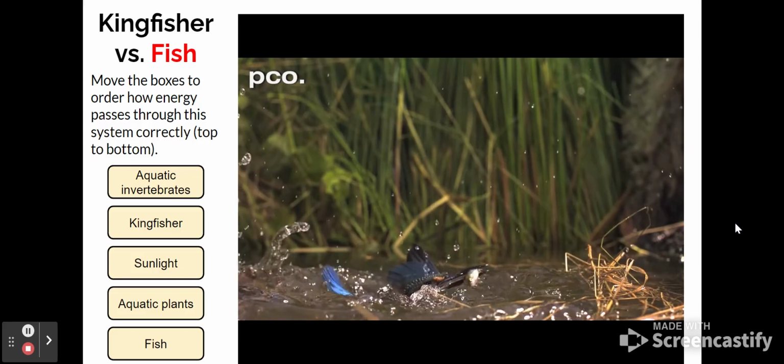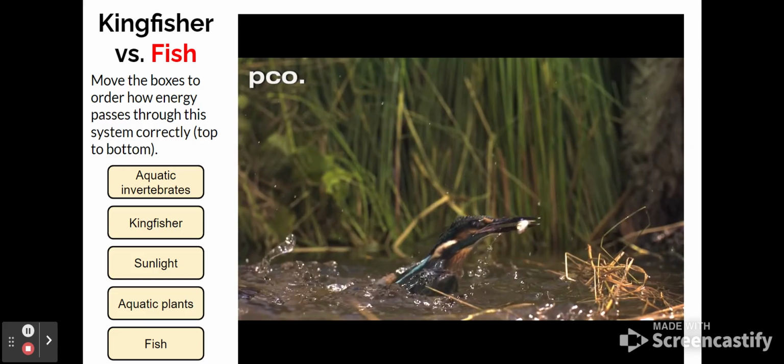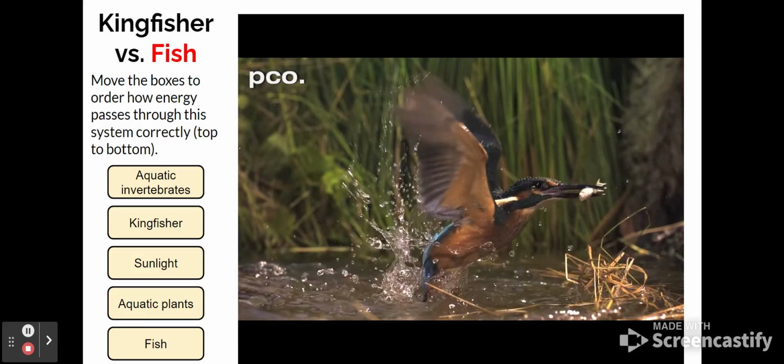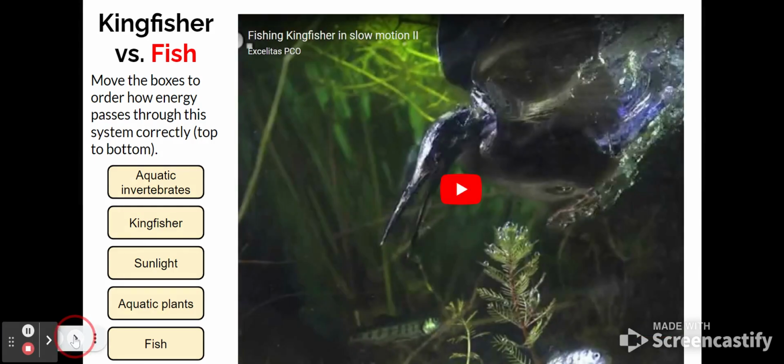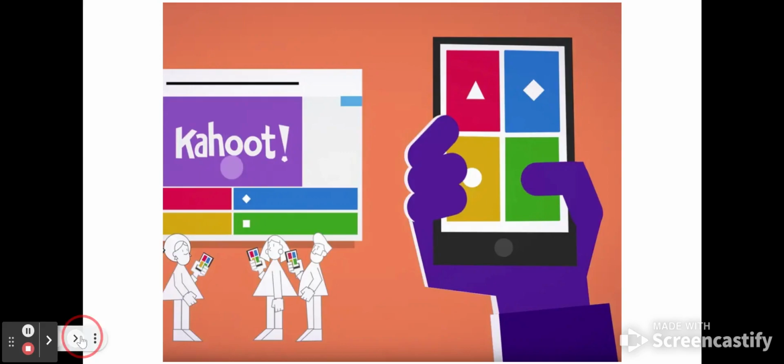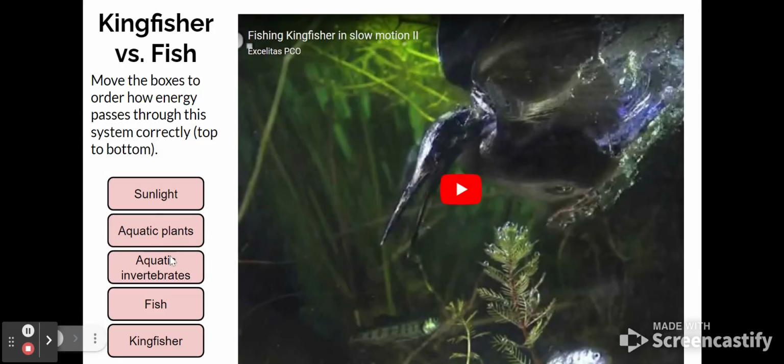Okay, so the correct order of these events are sunlight, then aquatic plants, then aquatic invertebrates, then fish, then the kingfisher. So we start with the sun. It gives energy for the plants. Then the plants give energy for the insects or the invertebrates that eat the plants. Then we have the fish that eat the insects. And then we have the kingfisher, the bird, that eats the fish.